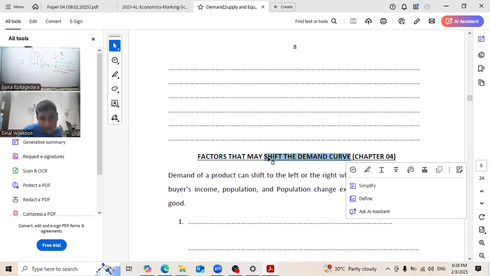I have highlighted. Yes, sir. This is the another opposite concept. I'll explain why demand curve shifts to left side or right side. It is not caused by change in price, right? It caused by some other factors, right? Okay.